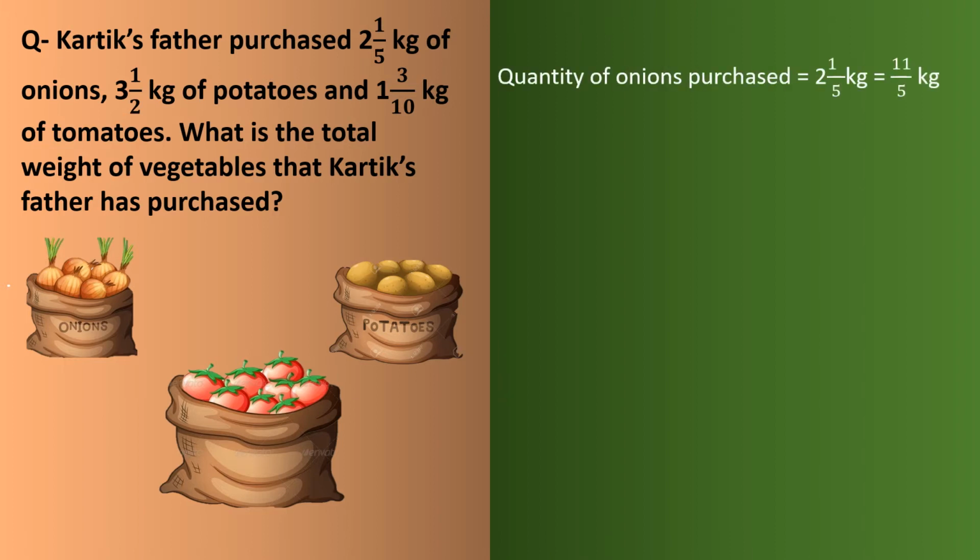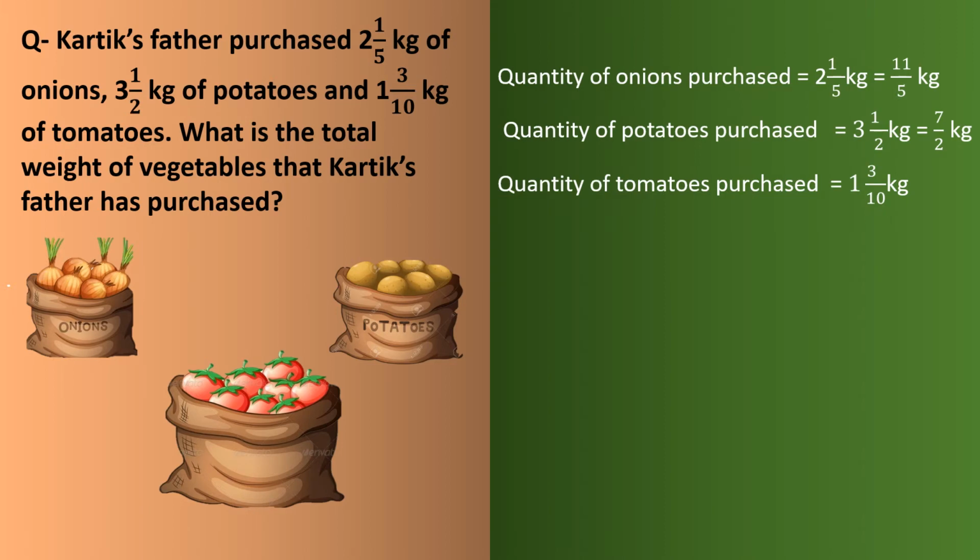First is quantity of onion purchased, that is equal to 2 and 1 by 5 kilogram. 2 and 1 by 5 is in the form of a mixed fraction, so we will convert it into improper. That is 2 5s are 10 plus 1, 11 by 5 kilogram. In a similar way, quantity of potatoes purchased is 3 and 1 by 2 kilogram, equal to 7 by 2 kilogram. Then quantity of tomatoes is 1 and 3 by 10 kilogram, and converting it into improper, 10 ones are 10 plus 3, 13 by 10 kilograms.